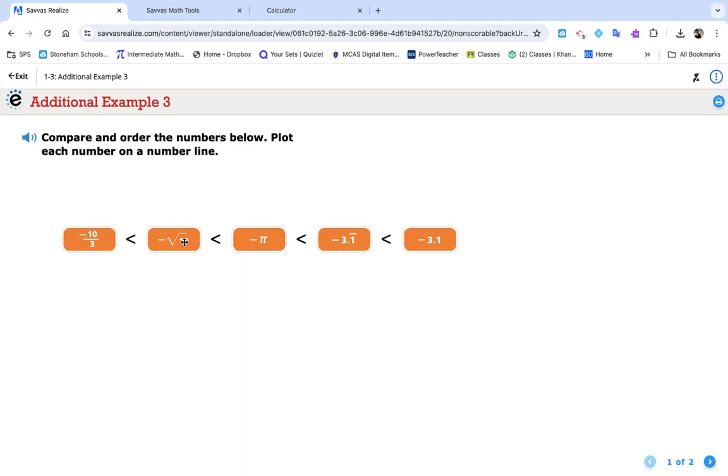This is an irrational number. So from the last video, we know we don't know exactly the decimal value. But when ordering numbers from lowest to highest, when you have a number like this, you would have to multiply the decimal by itself to see if it would be less than that or more than that.